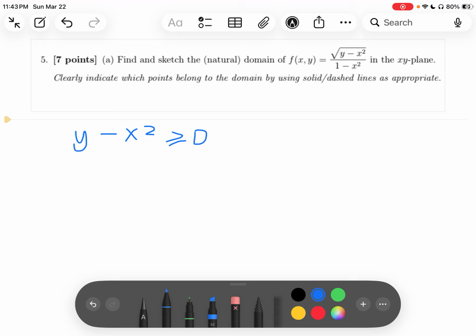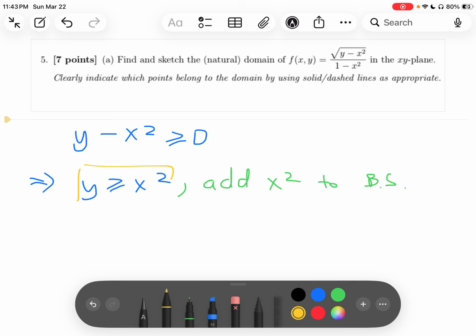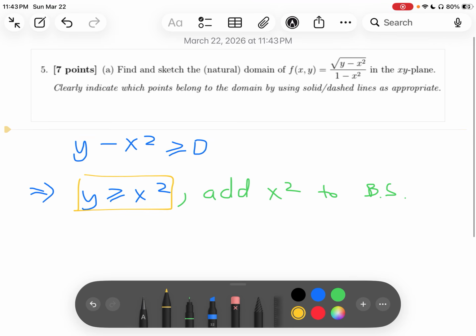For here, we can isolate and rearrange it just so we have y as a function of x, because we know how y equals x squared looks like, right? So we're going to say y is greater than or equal to x squared. What I did there was I just moved this x squared to the other side by adding x squared to both sides. Okay, so that's one condition that we need to keep in mind when we're drawing our domain.